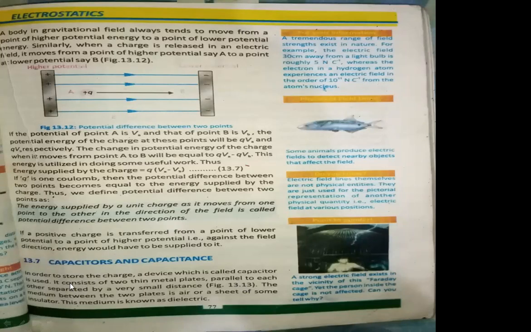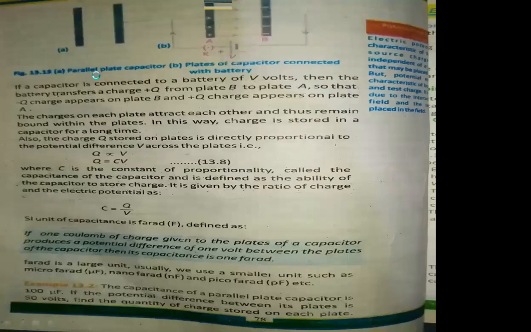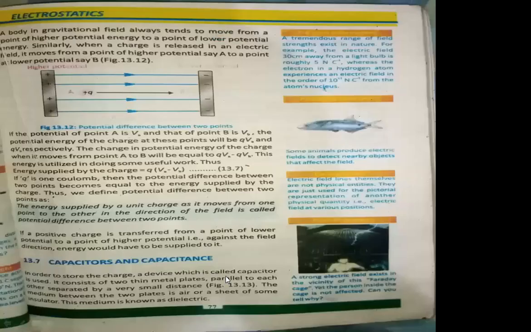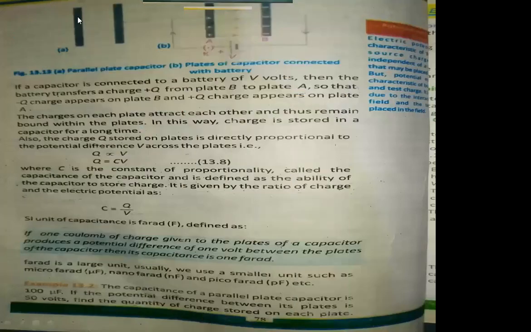In order to store the charge, a device called a capacitor is used. It consists of two thin metal plates. As I showed you, these are the two thin metal plates, parallel to each other. Look, this side is parallel to this side, like the railway tracks. They are parallel. Similarly, these two plates are parallel to each other, and the medium between these two could be air.